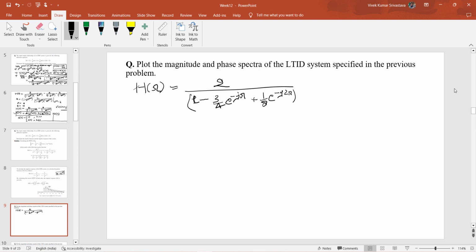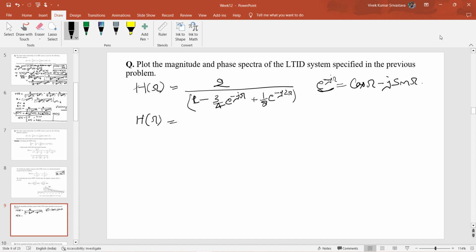For this purpose we will use the Euler identity, which states that e raised to the power minus j omega we can write as cos of omega minus j sine of omega. So we will use this identity and plug this e raised to the power minus j omega in this expression.